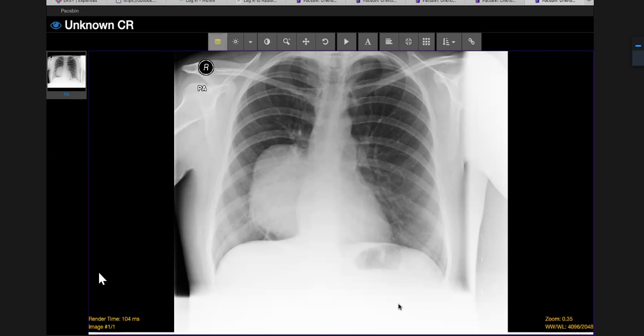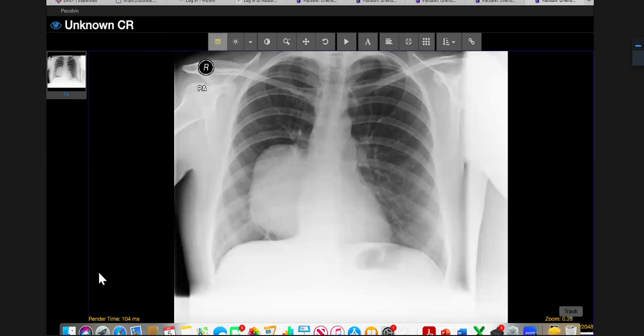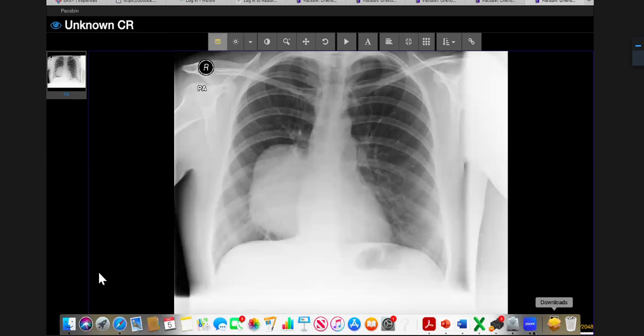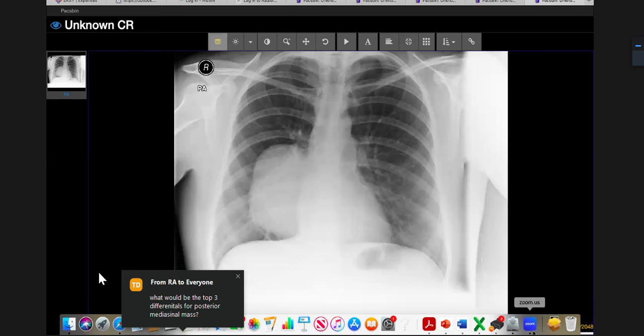So this turned out to be a schwannoma, and this is a youngish lady, and it had just been growing. I don't think you can appreciate it very well on the X-ray, but there is some rib notching, because it's just grown slowly, gradually remodeled the ribs around it.